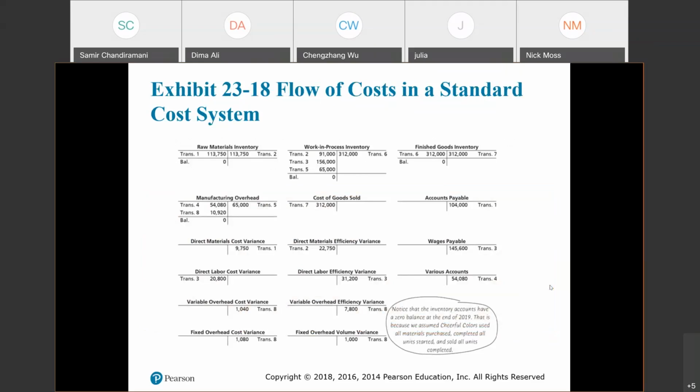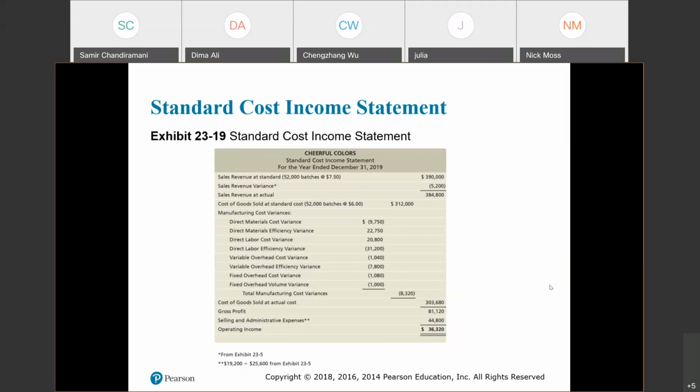So let's look at the standard cost income statement. How does the income statement look like in a standard cost system? And let's go back to this example again. The company's top management needs to know about the company's cost variances.